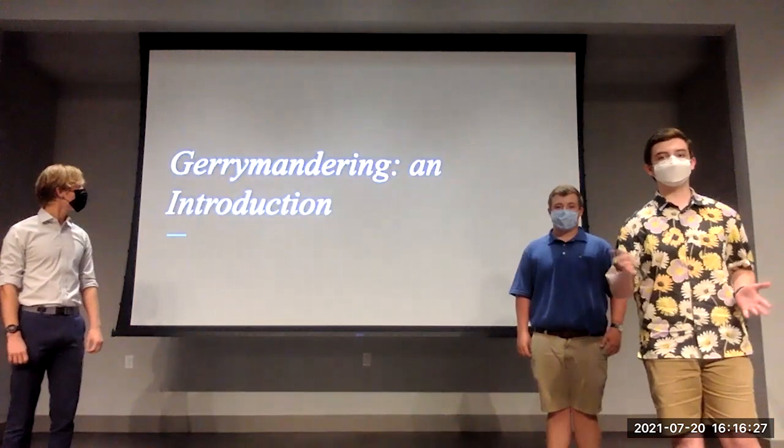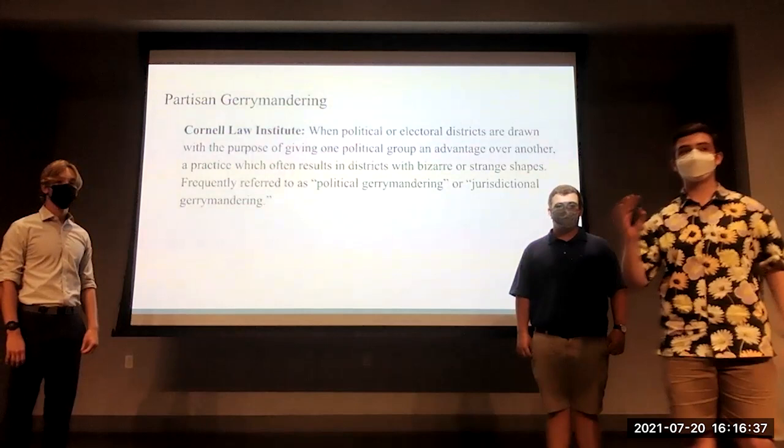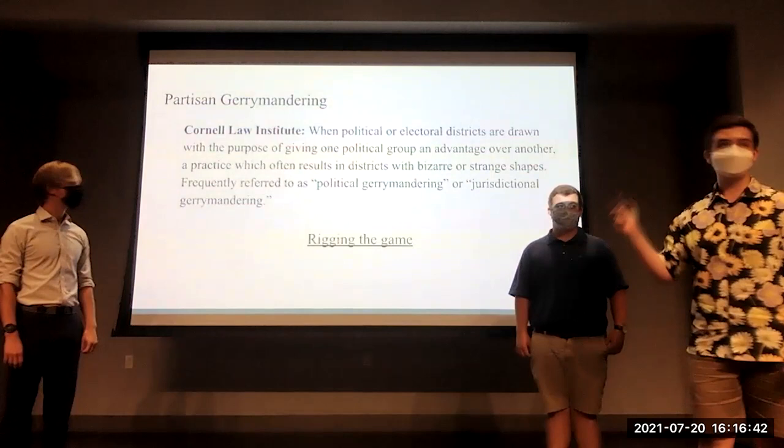So Cornell Law Institute defines partisan gerrymandering as when political or electoral districts are drawn for the purpose of giving one political party or group an advantage over another. We've gone a step further and simply defined it as rigging the game, essentially.